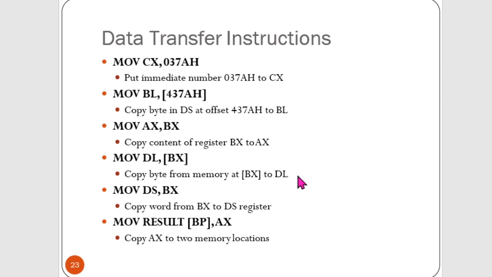BX is taken as a base register, so it is a base addressing mode, indirect addressing. The content of BX is taken as a memory pointer, and the value stored in that location is transferred to the DL register. Another instruction is segment movement. You cannot have a data transfer between two segments. It has to be through a general purpose register. Similarly, from a register to a memory location. These are the possibilities of move instructions.